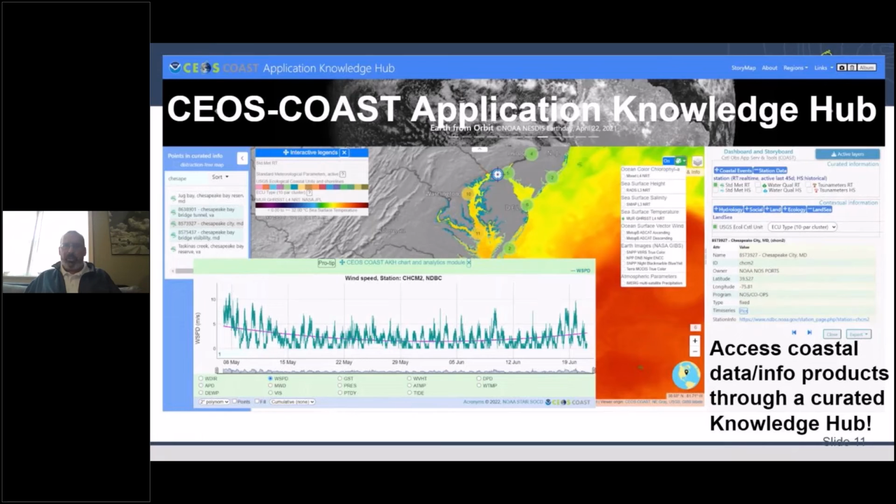And so again, to access these different coastal data and products through this curated knowledge hub. And again, this is not just satellite data, it's in situ and other environmental data sets, but also a variety of socioeconomic data sets as well, including poverty indicators and other topics that are relevant to the human condition.